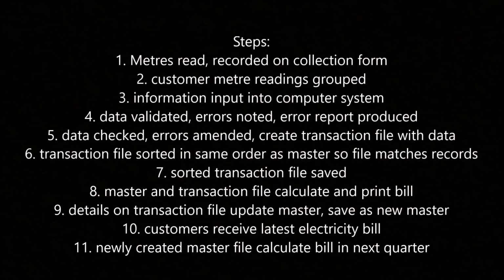The sorted transaction file is then saved, and the master and transaction files calculate the bill and print the bill. The details are on the transaction file, updating the master file, and this is saved as a new master file. Customers then receive the latest electricity bill, and the newly created master file calculates the bill in the next quarter.